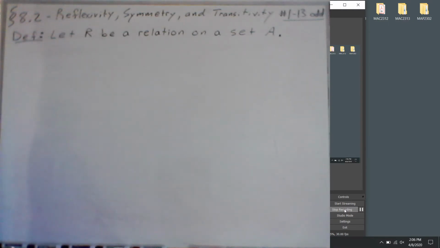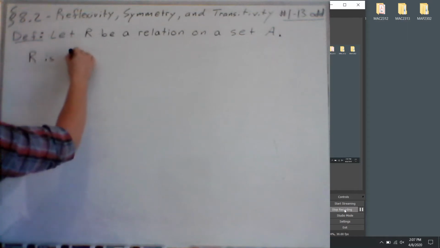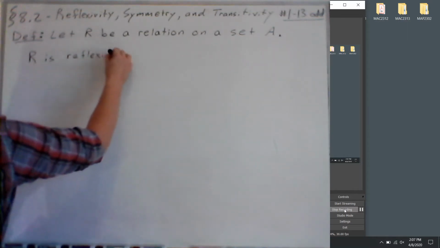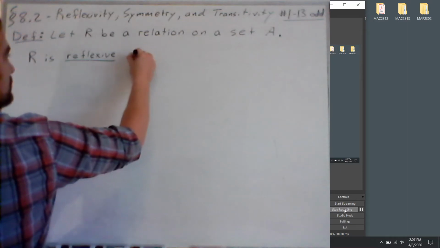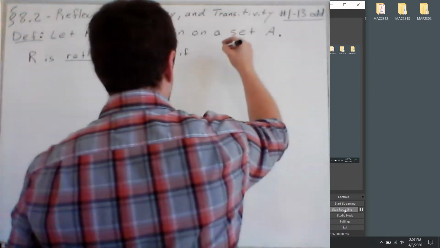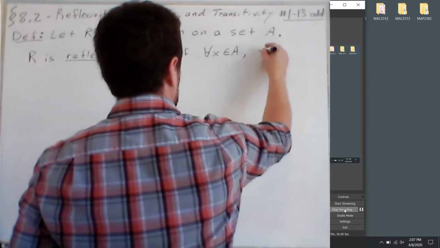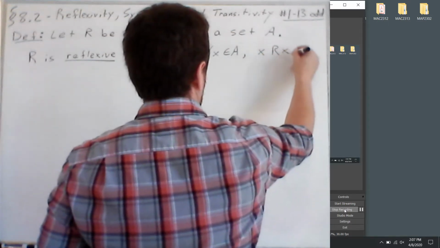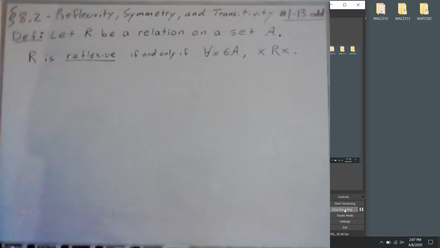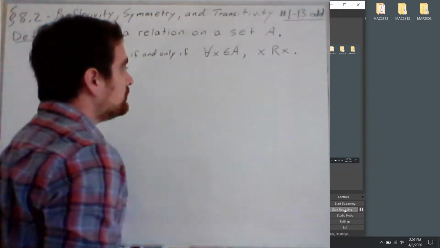Let R be a relation on a set A, and we say R is reflexive if and only if for all x in the set A, x is related to x. This one might seem kind of silly. We're just talking about the fact that this element x is related to itself.